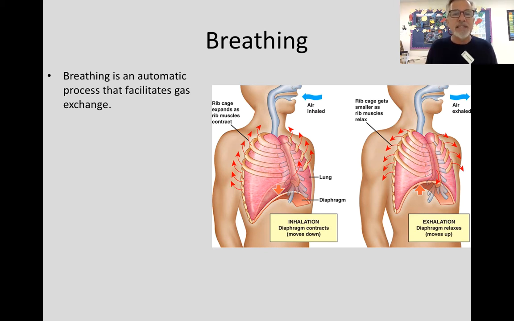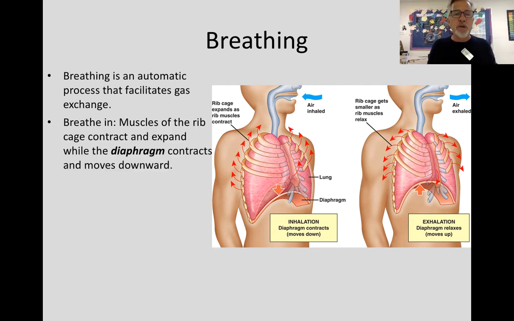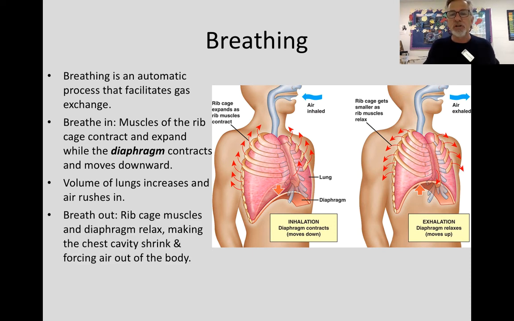And it facilitates gas exchange by bringing fresh atmosphere into your lungs, which has high amounts of oxygen, and expelling the atmosphere in your lungs, which is high in carbon dioxide. To breathe in, the muscles of the rib cage contract and expand the rib cage, while the diaphragm, this muscle on the lower side of the thoracic cavity, contracts and moves downward. This increases the volume of the lungs and air rushes in. Now, to breathe out, rib cage muscles relax, as does the diaphragm. This makes the thoracic cavity smaller and air is forced out.